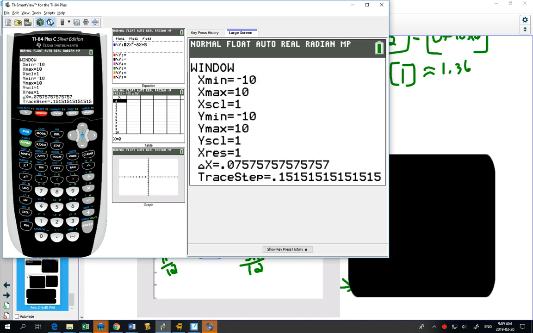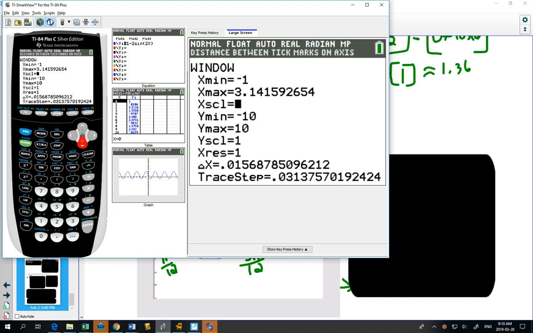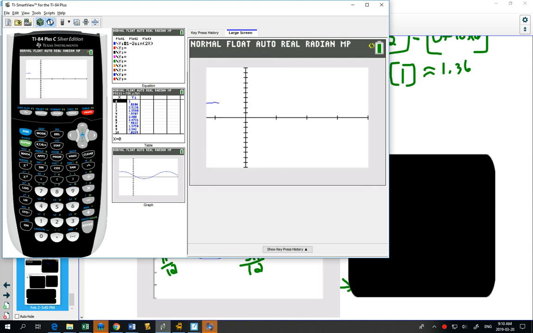So I'm going to go to my window, and I'm going to go from -1 just so that I can see my y-axis. I'm going up to 3 pi over 4. So I'm going to go up to pi just to see a little bit more. But I'm going to make my scale pi over 4 so I can really see where 3 pi over 4 ends. Okay? If I hit graph at this moment, my y values were from -10 to 10. They actually turn out not too bad.